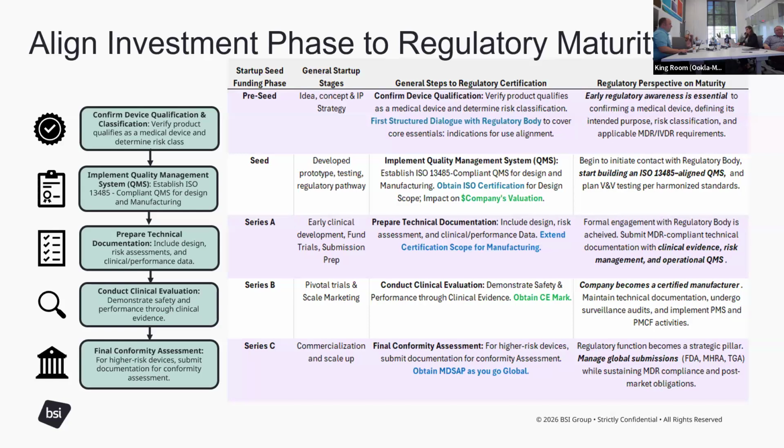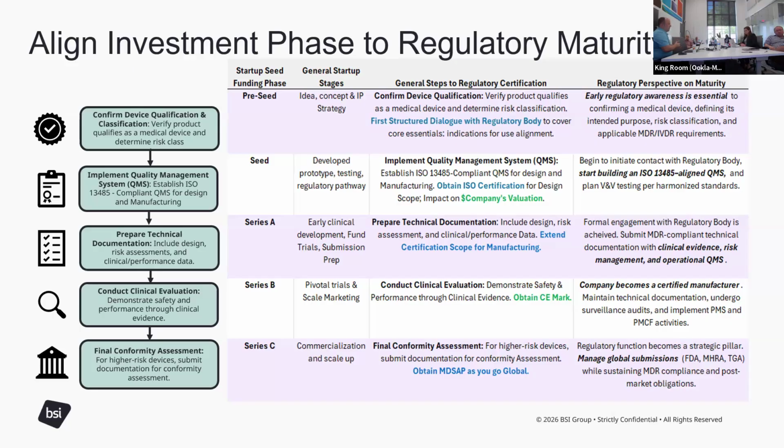This is kind of a busy slide, but might be interesting to some of you to look at later. So kind of trying to marry up where you should be in your regulatory journey versus your funding. So the argument we were trying to make here is if you're at the pre-seed round, you're really at the stage of confirming that your device is appropriately classified, that you have the intended purpose laid out correctly, those pre-regulatory things to make sure you're on the right path. When you start getting funding, that's when you might start looking at ISO certification, especially on the design side.